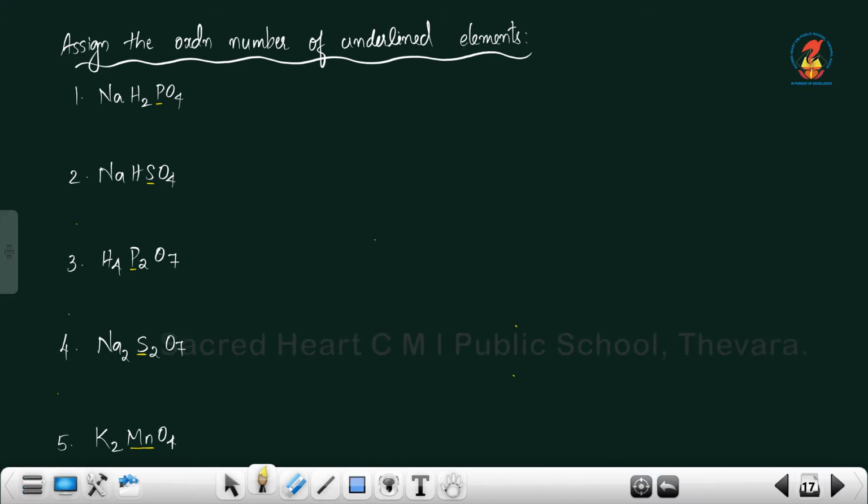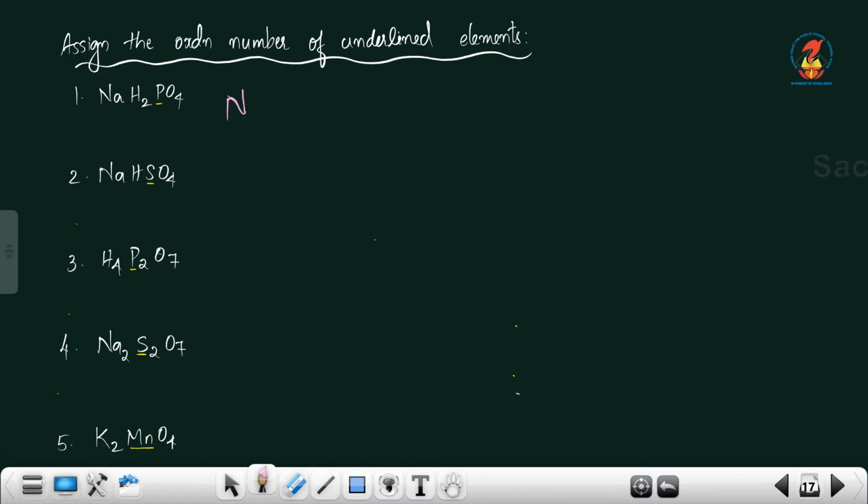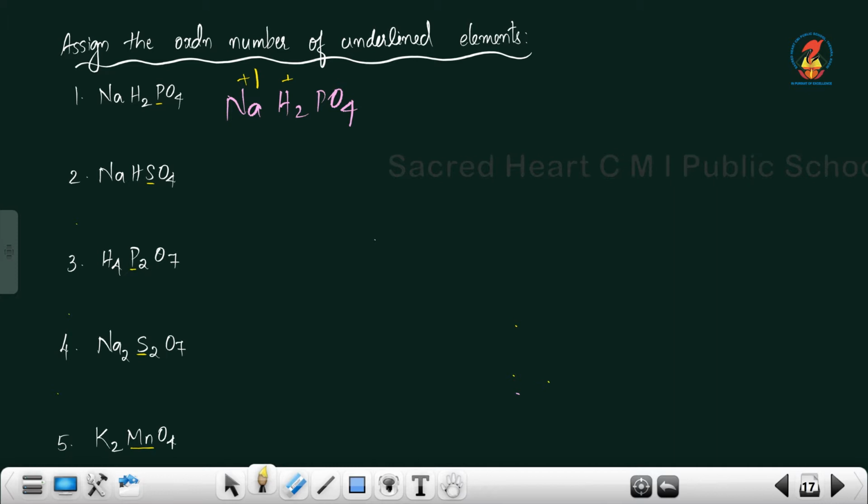The first compound given is NaH2PO4. Here it is a neutral compound, so the sum should be equal to 0. First, for those elements whose oxidation state we know, we can write them first. In NaH2PO4 we know the oxidation state of sodium is +1, hydrogen +1, oxygen -2. The only thing we need to find out is the oxidation state of phosphorus. So let it be X.